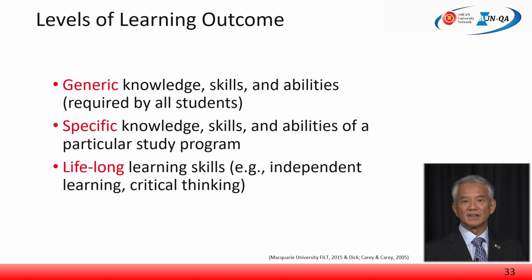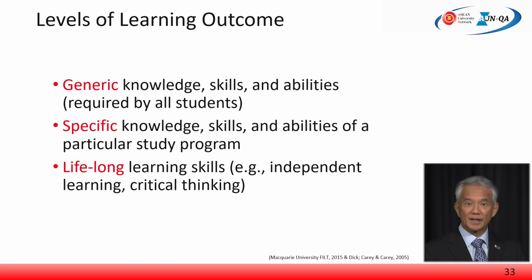At the next level are the knowledge, skills, and abilities unique to a particular study program. For example, the knowledge and skills unique to a mechanical engineer or unique to a psychologist. It is broadly the case that generic abilities are learned in the earlier years of university life, while specific abilities are learned in the later years of university life.